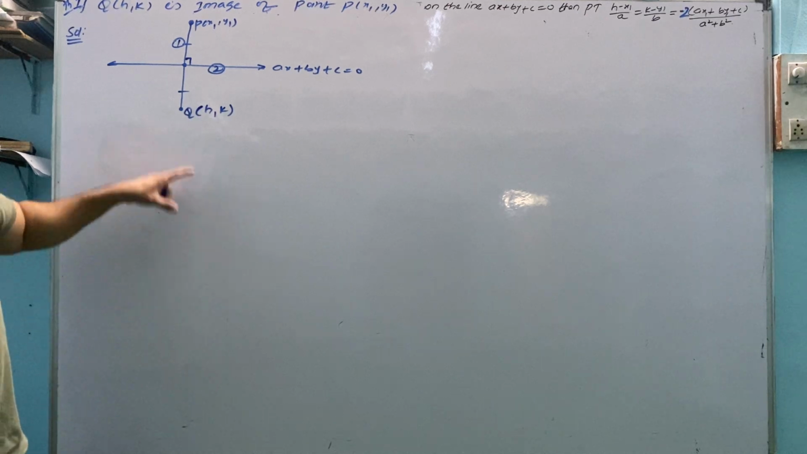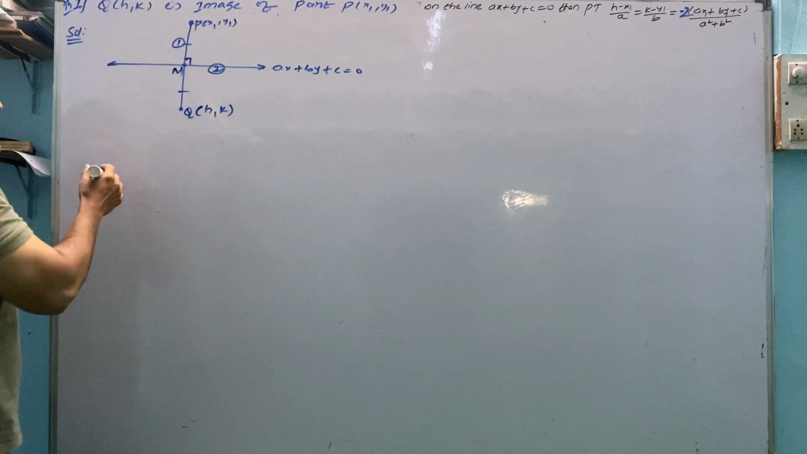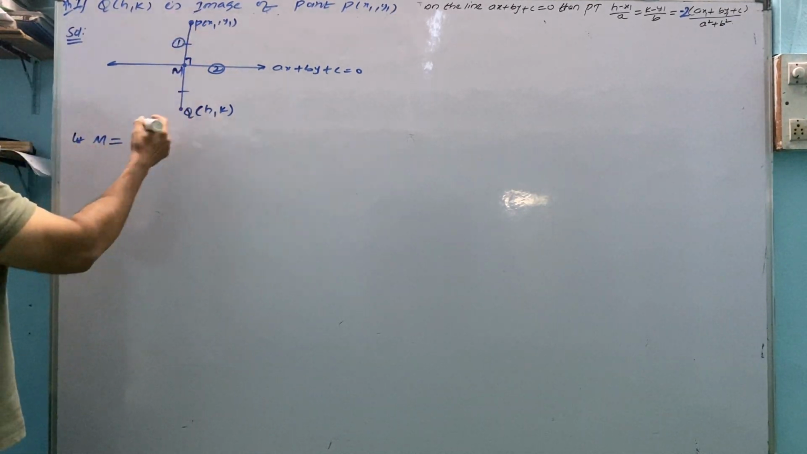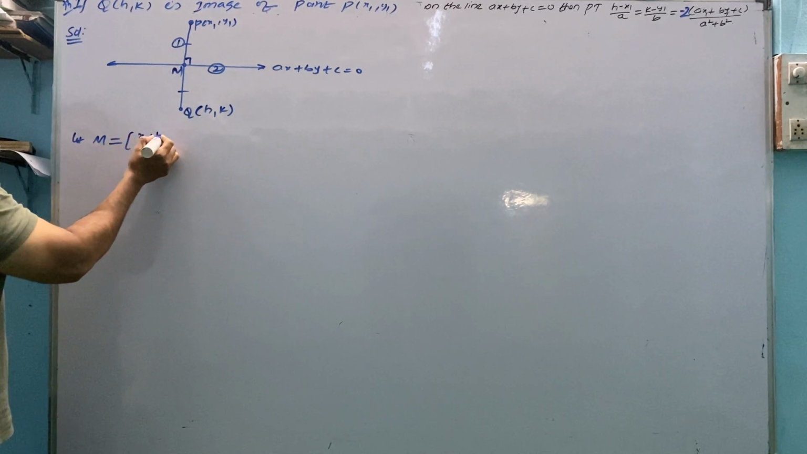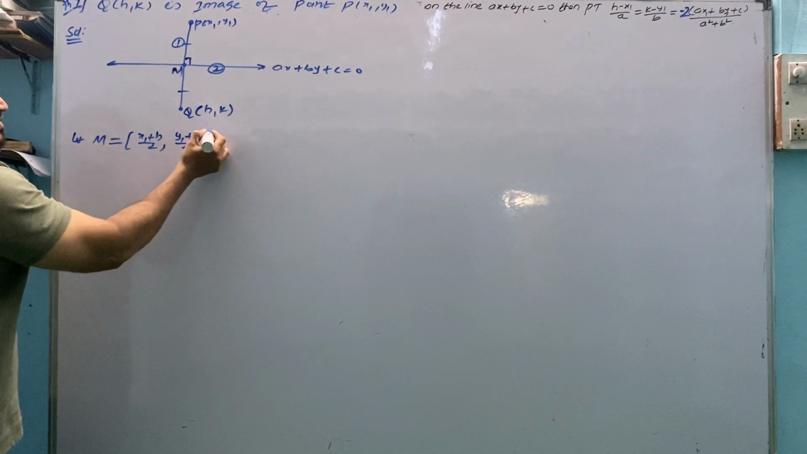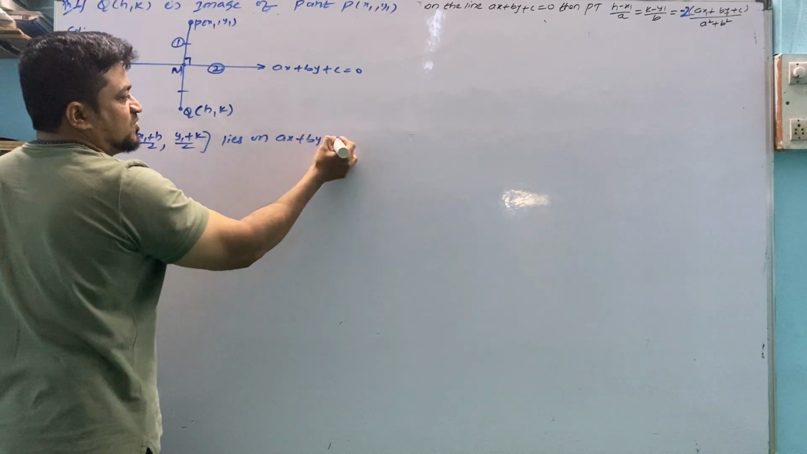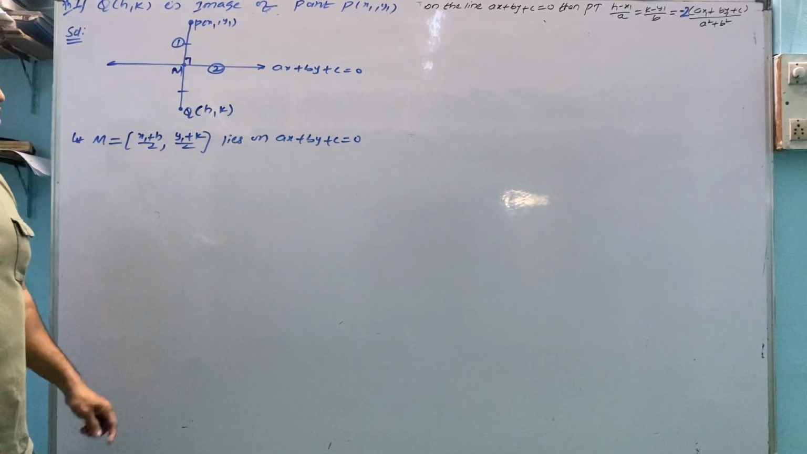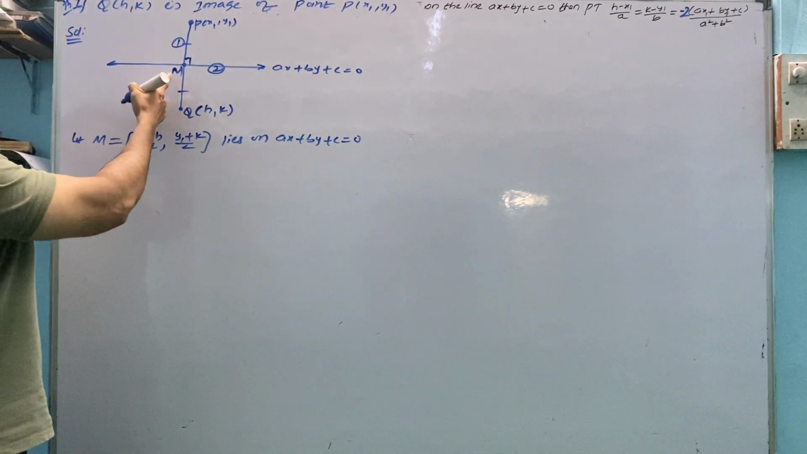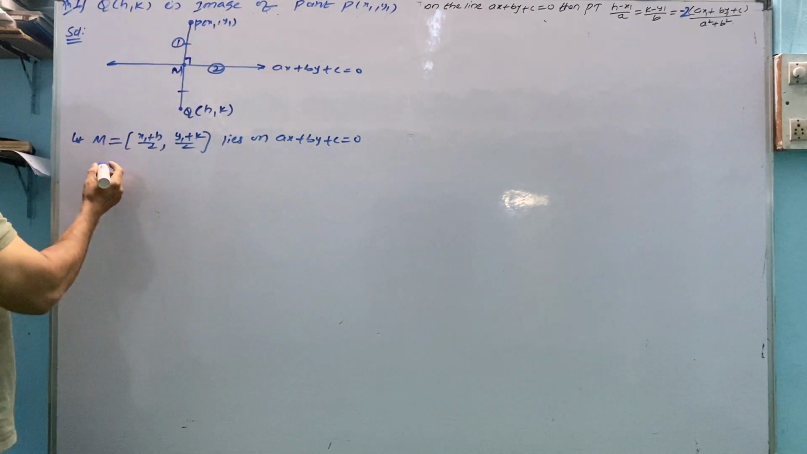Before that, what we have to do is, any point lies on this line. Let M be the midpoint of these two points: (x1 plus x2 by 2, comma, y1 plus y2 by 2). M lies on ax plus by plus c equals 0. Previously we substituted h and k for Q. Now M lies on the line, and M is the midpoint of PQ.